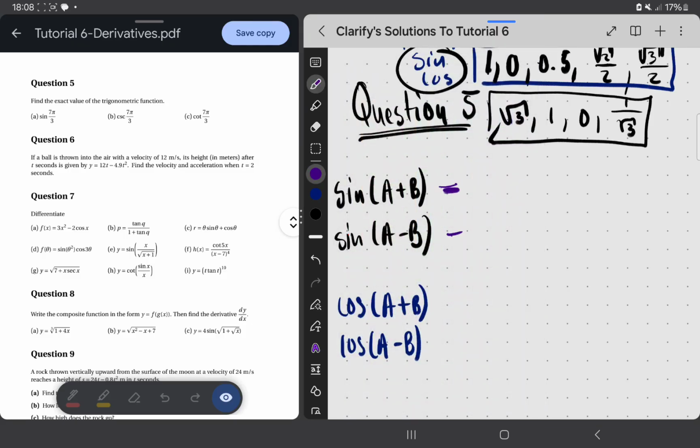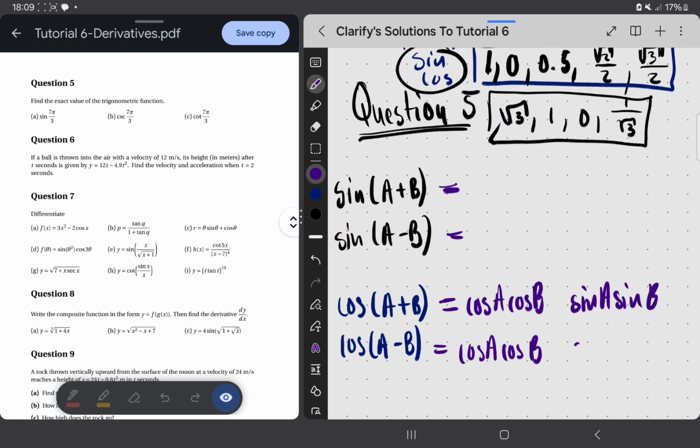So let's do cos first. Cos is the one that comes alone, then brings the other one. So this becomes cos A cos B, then sine A sine B. Again, it's still cos A cos B, then after that, sine A sine B. For cos, if there was a plus, you should make it a minus. If there was a minus, you should make it a plus.